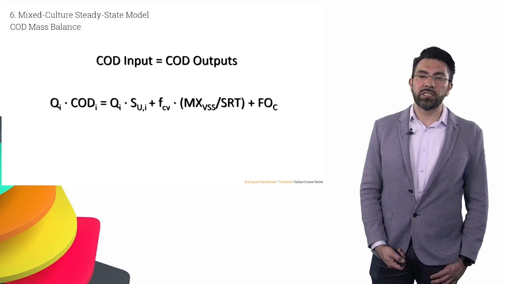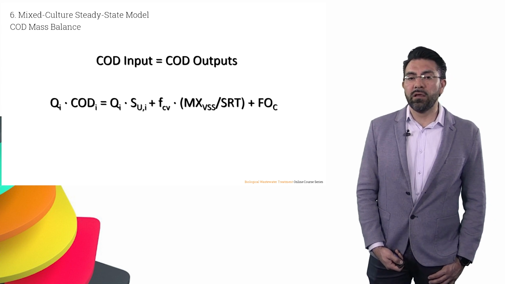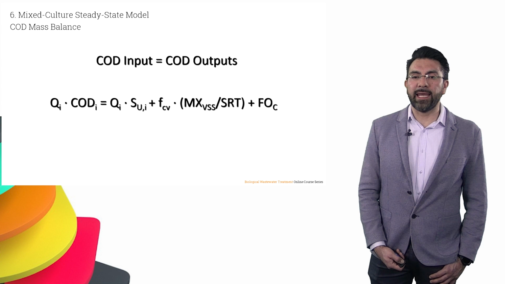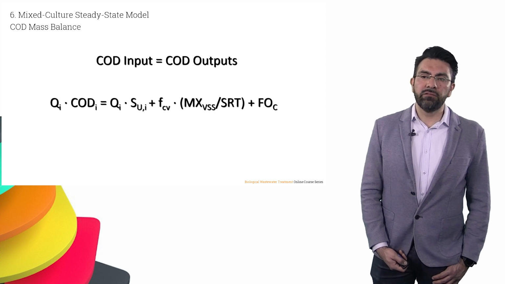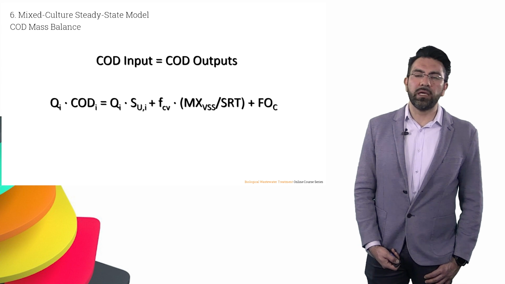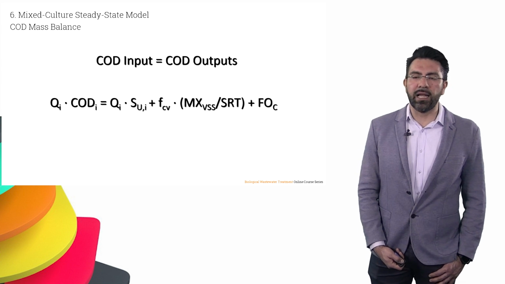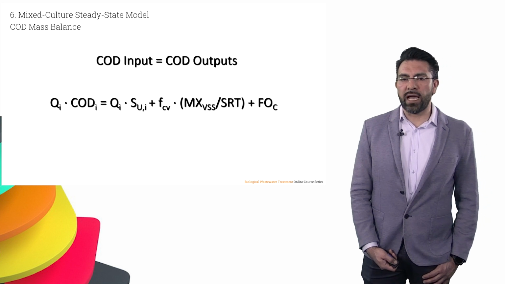For the mass balance, the COD input has to be equal to the COD outputs, so we can come up with this final comparison between the total COD input and the outputs of COD, and if all the calculations are correct, there shouldn't be a difference, or these two values, the values on the left and on the right, should be almost identical.